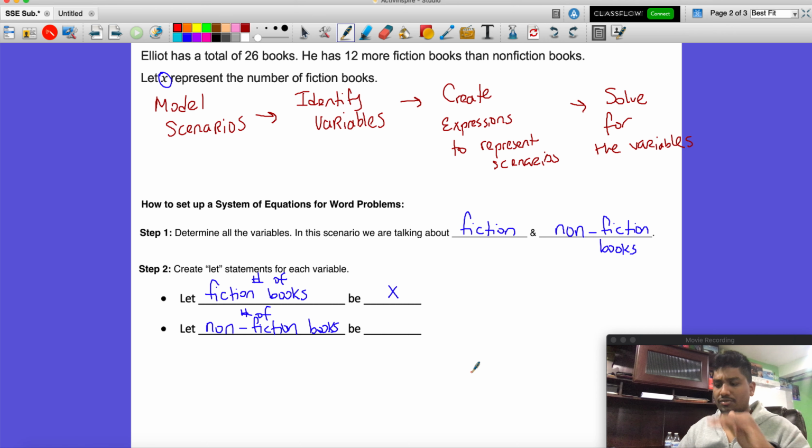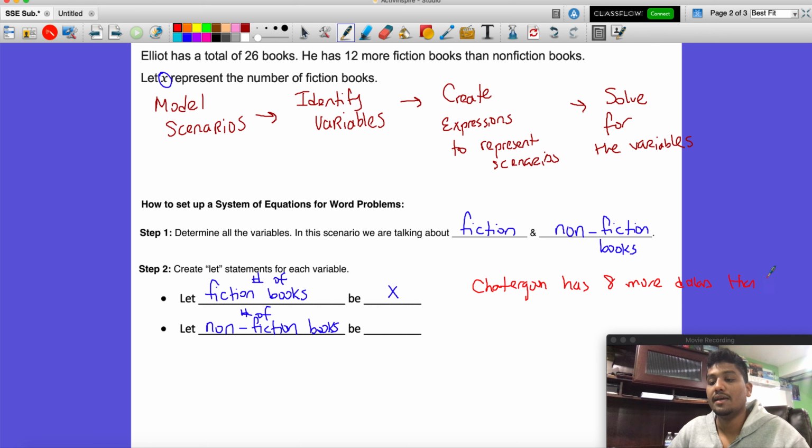All right, that's great. But then how do you represent nonfiction books then? Right, using the fact that he has 12 more fiction ones. This sounds too complicated. So here's how we're going to do this. Okay, I'm actually going to scrap this entire example and we're going to just focus on something else. Let's say that Chattagoon has 8 more dollars, going off the screen here, than, I don't know, Jose.